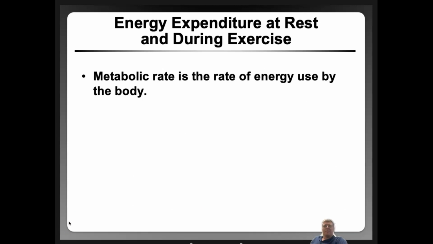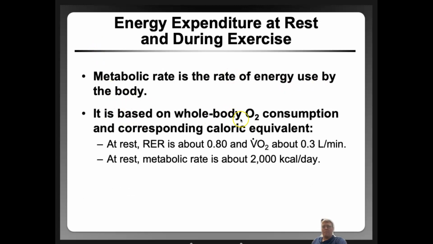So when you're at rest, the metabolic rate of energy used by the body would be the whole body oxygen consumption. At rest, your RER is about 0.8, so that's further towards the carbohydrate side. Your VO2 is about 0.3 liters a minute, so at rest, your body needs about 2,000 calories a day. That's why most of your dietary things are off of a 2,000 calorie a day rating.